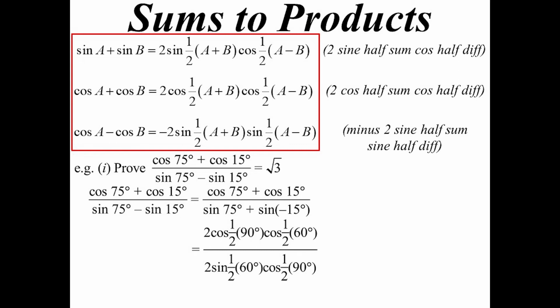On the bottom, it's now sine plus sine. So I'll go 2 sine half sum. But now it's 90. Now it's 75 minus 15, because I'm adding the negative 15. So it becomes 60. Cos half diff, 75 minus 15, which is 90. So we end up with the cosine of 30 on the sine of 30, because the 2's cancel. Oh yes, we've got cosine of a half 90 on both top and bottom, so they cancel. And we're just left with cos 30 on sine 30, which is the cotan of 30, the square root of 3.